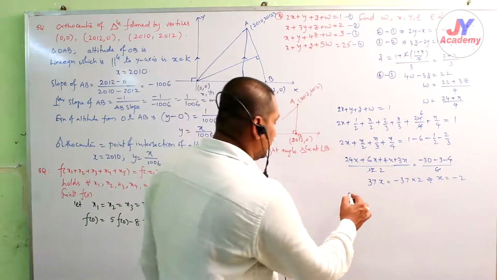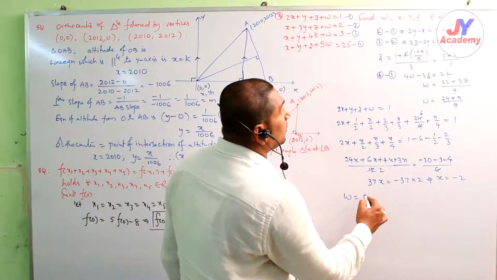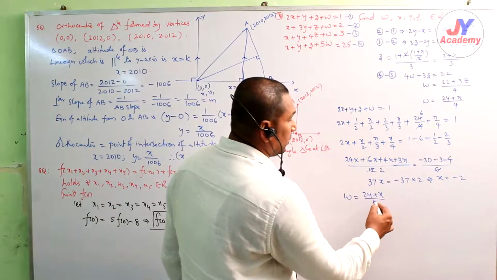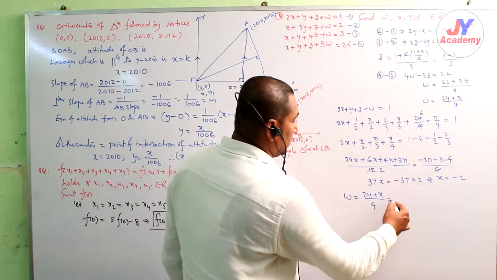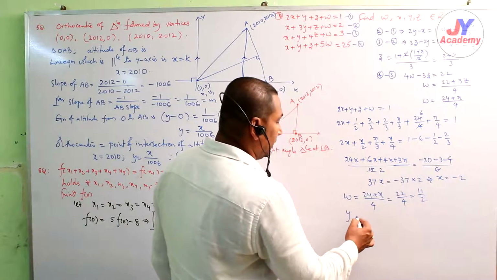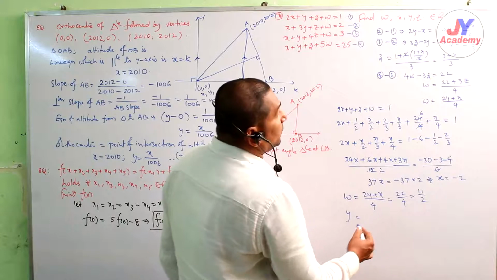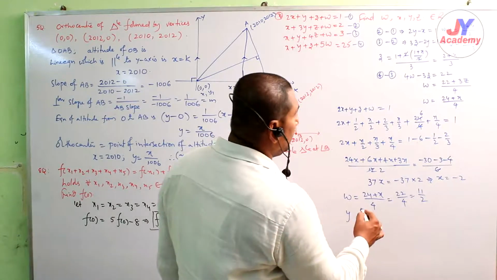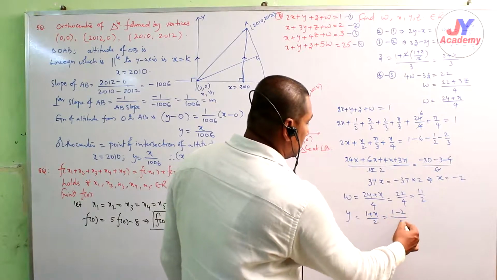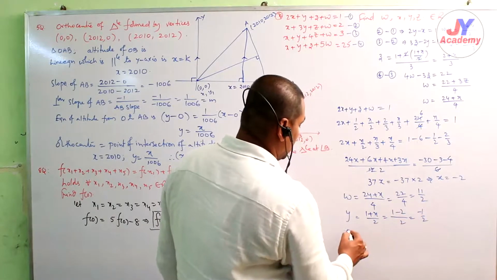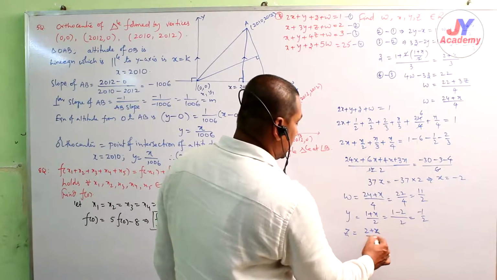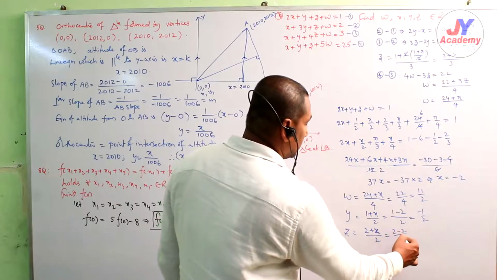Now what do we have to find? What is w? 24 plus x by 4, that is equal to 22 by 4, which is 11 by 2. If you want to find y, what is y? 1 plus x by 2, that is 1 minus 2 by 2, which is 0. What is z? 2 plus x by 3, that is 2 minus 2 by 3.